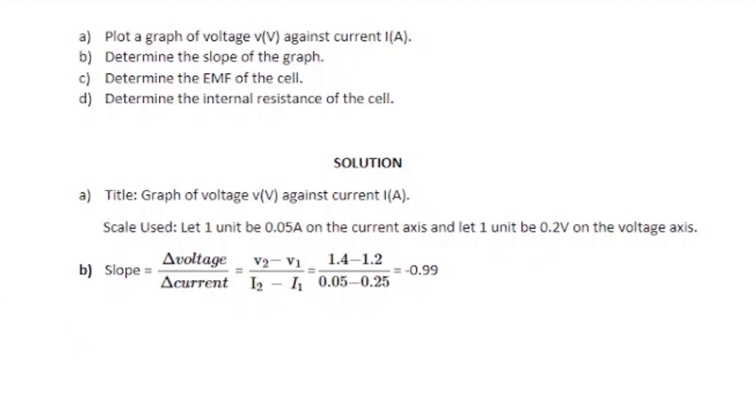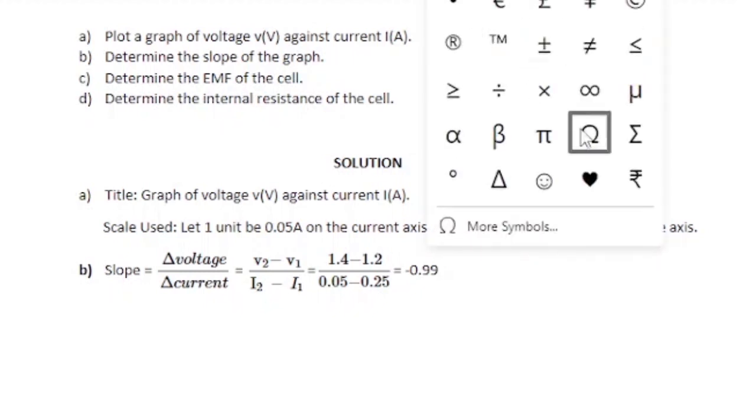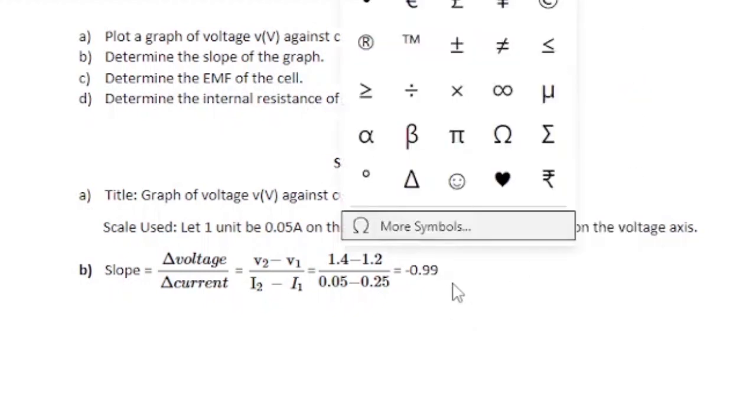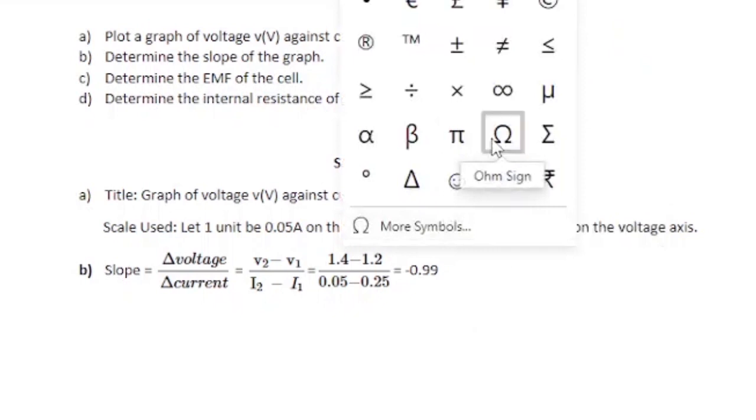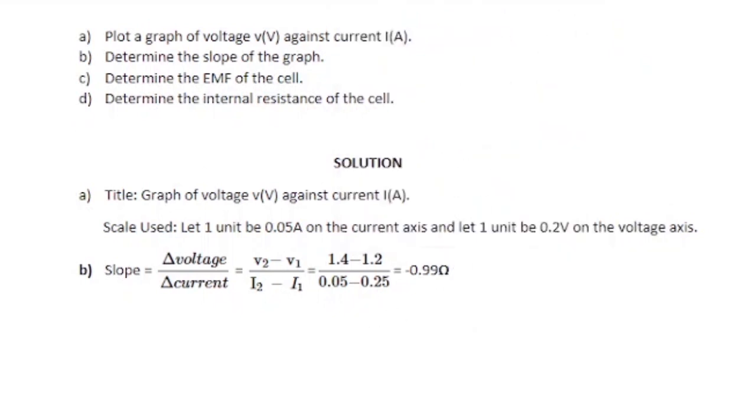So it becomes -0.99. Let me insert ohms. Here's the symbol for ohms, just in case. I'll choose this. So I have this. So my slope is now -0.99 ohms. So that's the B part, determine the slope of the graph. That's done. Alright, so what's next here?